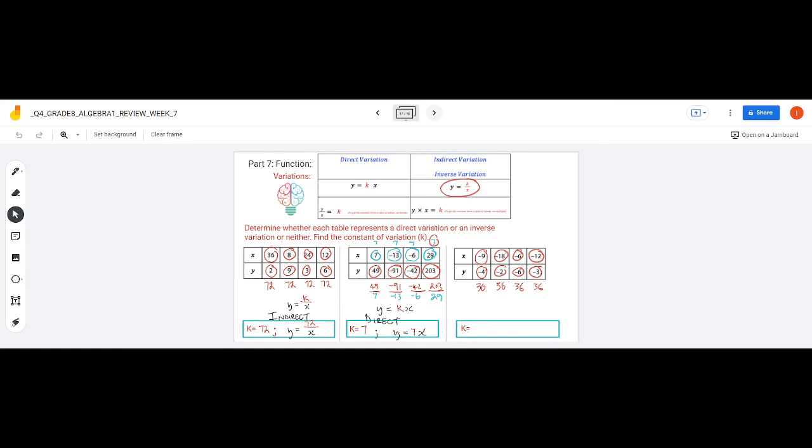So let's look at this one. If we multiply, we get negative 9 multiplied by negative 4, we get 36. If you multiply negative 18 times 2, we get 36. Negative 6 times negative 6, 36. Negative 12, negative 3, 36. When we multiply, that will be an example of indirect or inverse variation. So the k there will be 36.